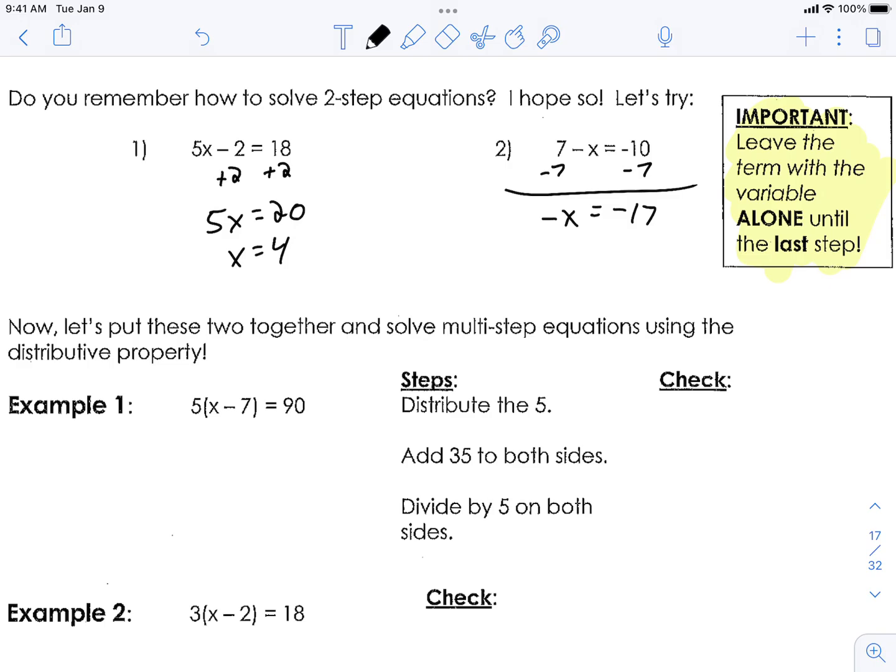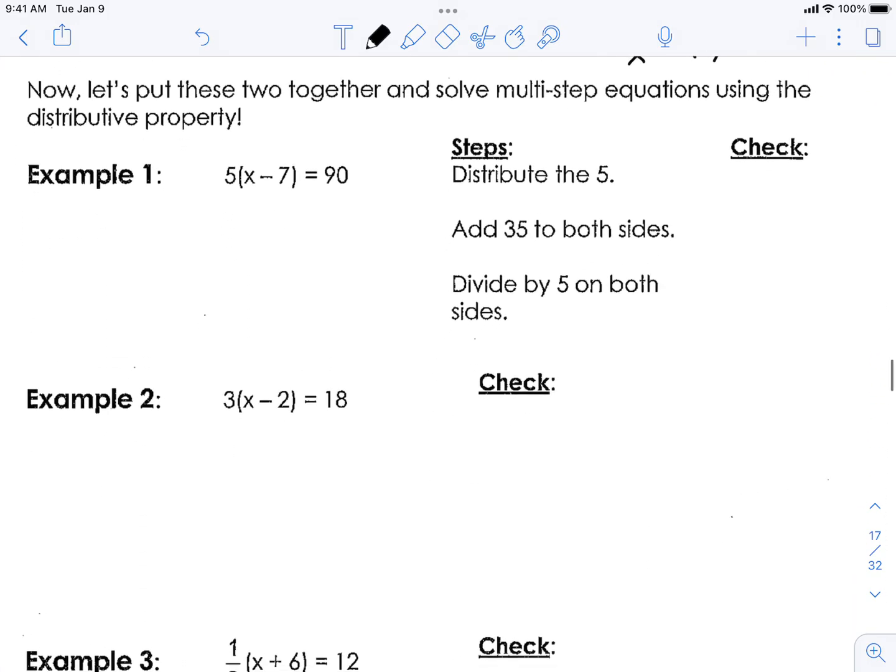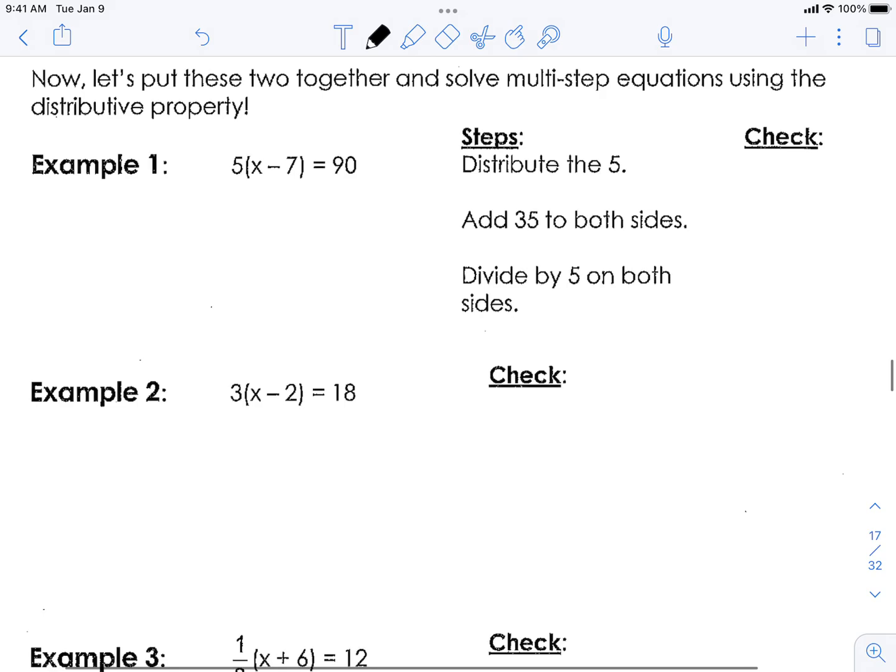Notice x is not alone. That says negative 1 times x. So we will divide by negative 1 on both sides, and we get x equals 17. So what this section is all about is combining those two ideas of the distributive property and then multiple step equations. So if you can do those, you can do this.